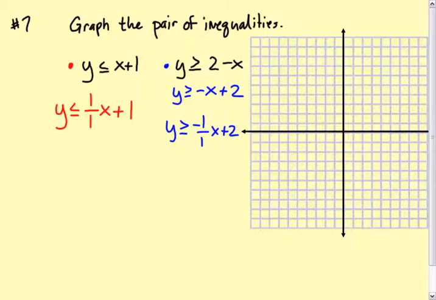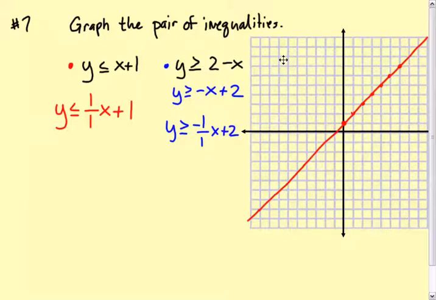The y-intercept is 1, so I'll put a dot on the y-axis at 1. And the slope is positive 1 over 1, so I go up 1 over 1, up 1 over 1, up 1 over 1. All right? Now, since it says equal to, that means this needs to be a solid line. Let's see how well I can draw this. There we go. Good enough.